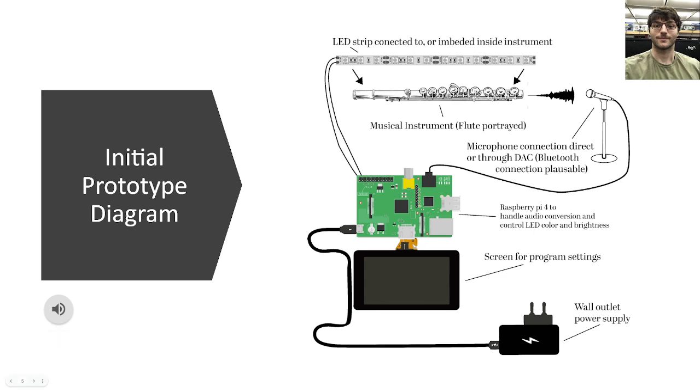Here we have the initial prototype that shows basic component layout and how each component is interacting with one another and how it will achieve the desired effect of lighting up the instrument. Our example instrument in our prototype is the flute.